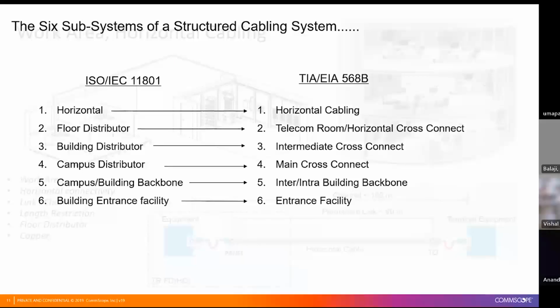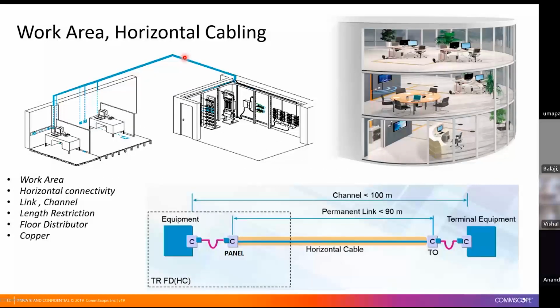So these are the typical pictures we saw. When we say horizontal cabling, it starts with the work area, your desktop or meeting room or any access point, where your end device is connected on the floor. From there, you will get a horizontal cabling which comes to this particular room. We call it a telecommunication room, cross connect, or floor distributor.